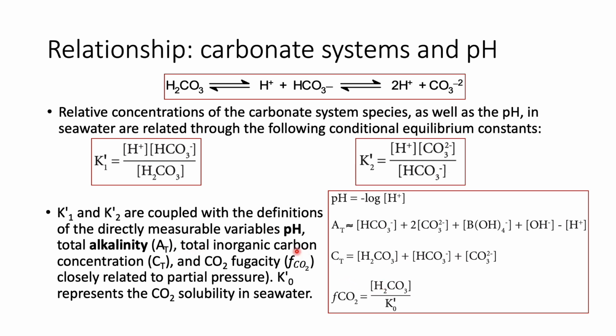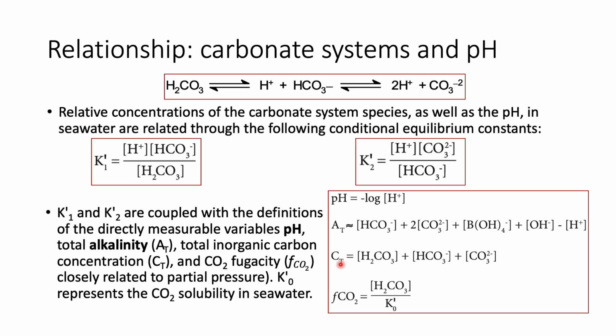Similarly, the total inorganic carbon concentration and CO2 fugacity are closely related; fugacity is nothing but partial pressure. We can also call this partial pressure, PCO2, as some people write it. K naught prime represents the CO2 solubility in seawater. With that we can identify the total alkalinity, which includes bicarbonate, carbonate, boric acid, hydroxide anions and H plus ion. All these ions are included when we calculate the total alkalinity of that particular water.